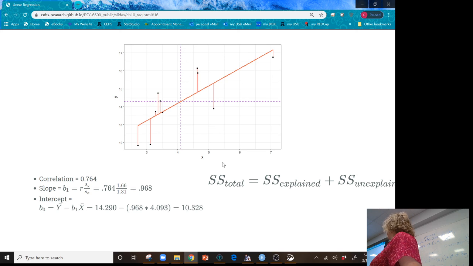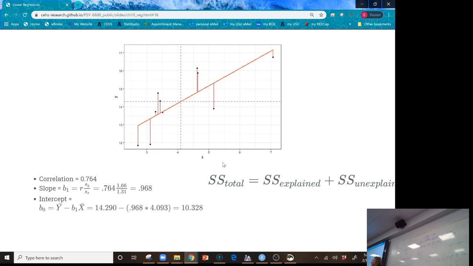This is SS unexplained. So are all the y values in our data set exactly the same? No, they're going to be different. People have different recalls, and we want to know: is that explained by their mood? So we take the total variance, and variance is equivalent to sum of squares, and we split it into two piles, the pile that's explained and the pile that's unexplained.